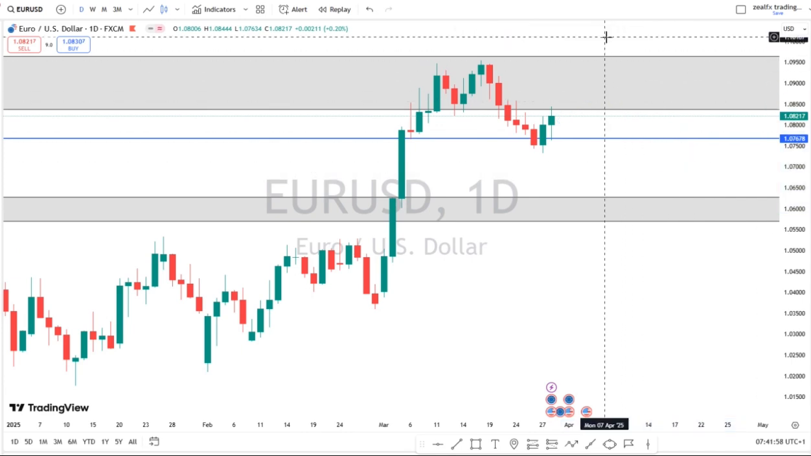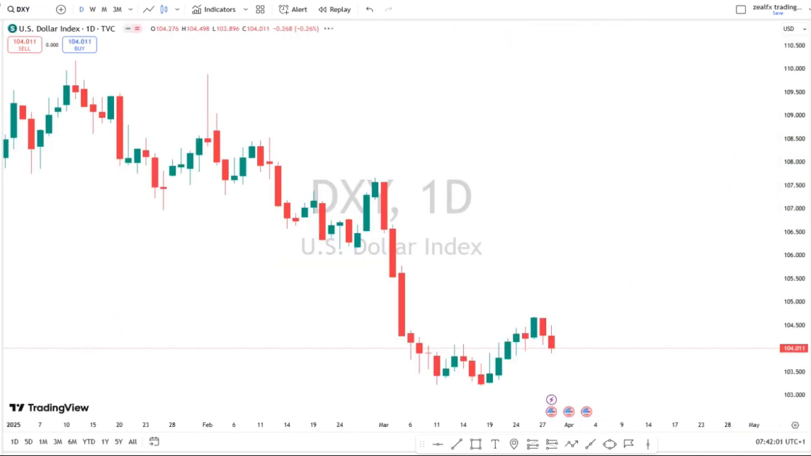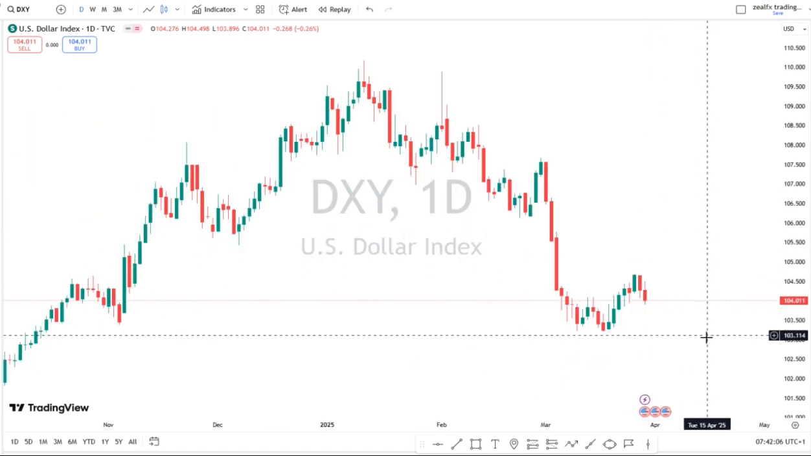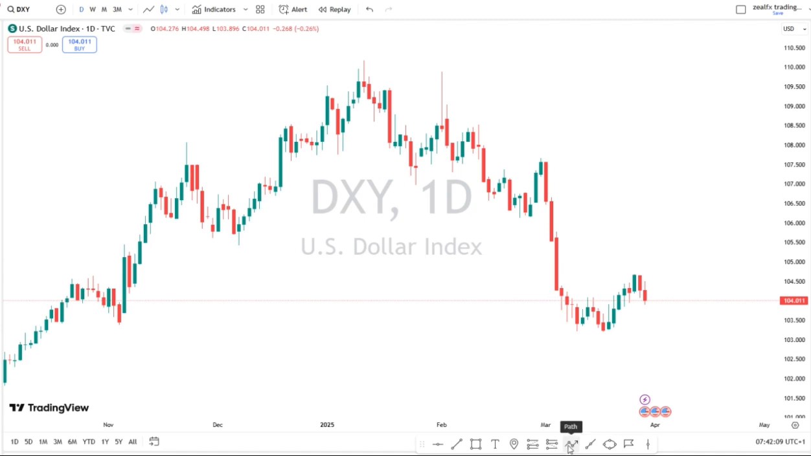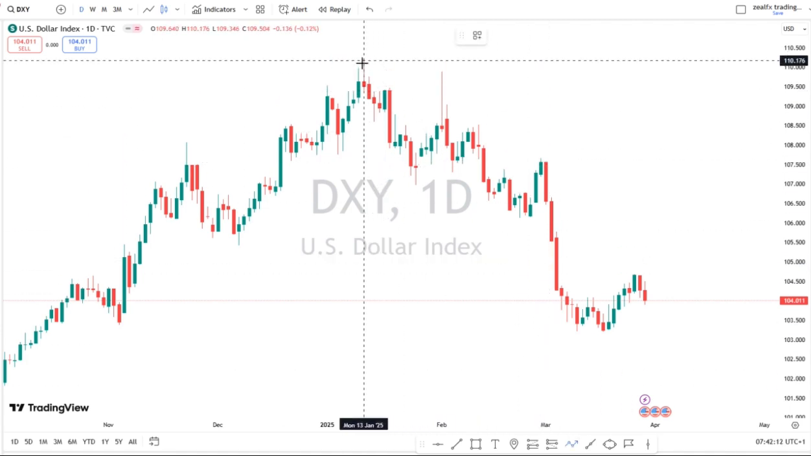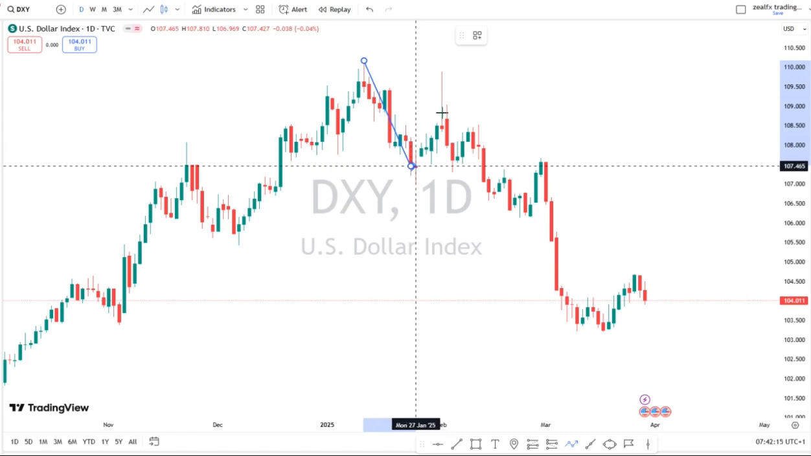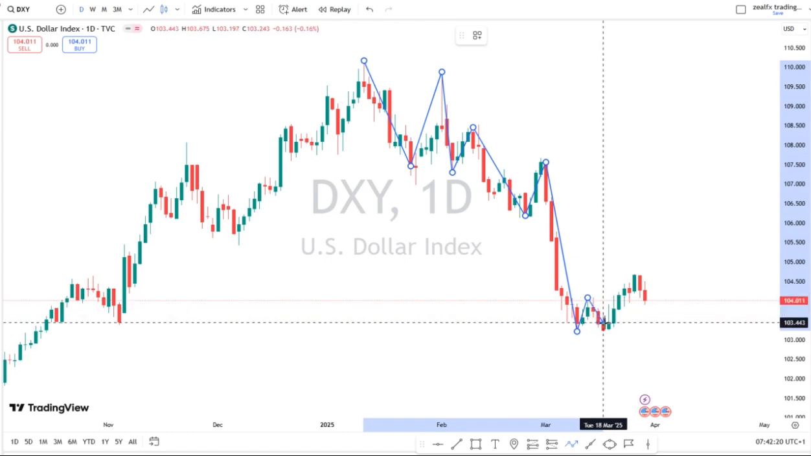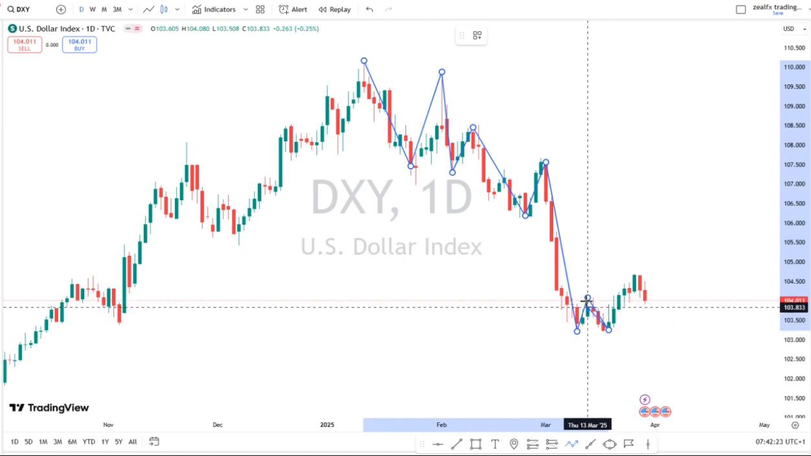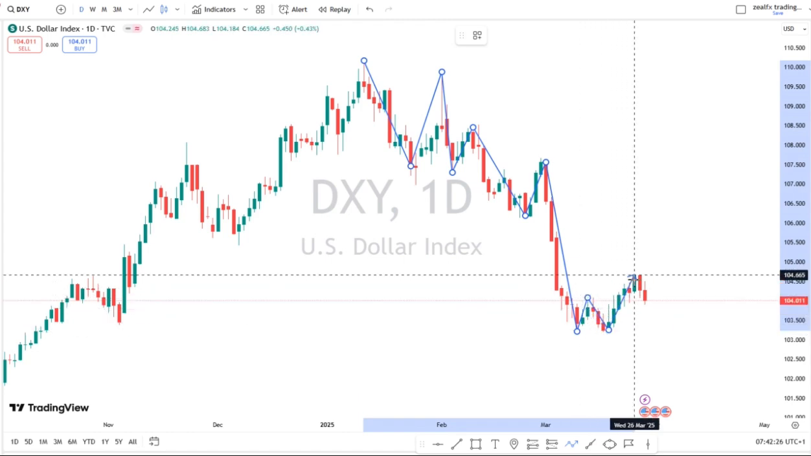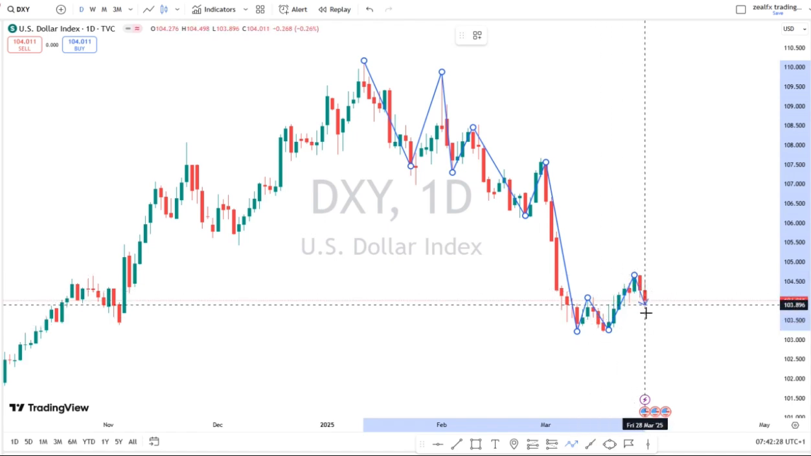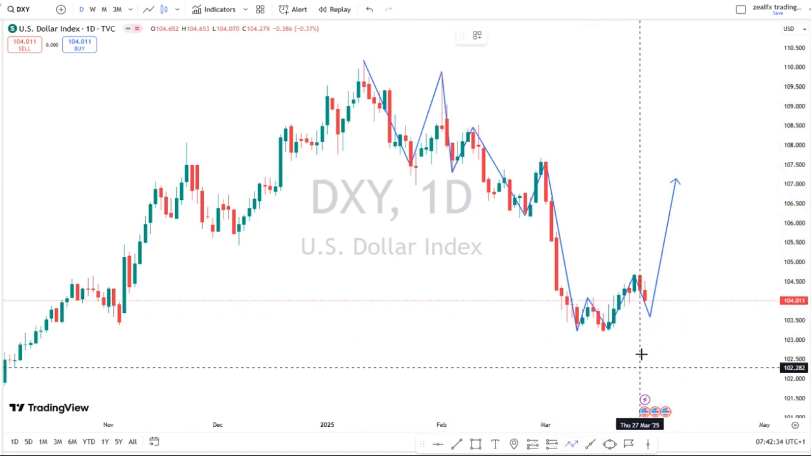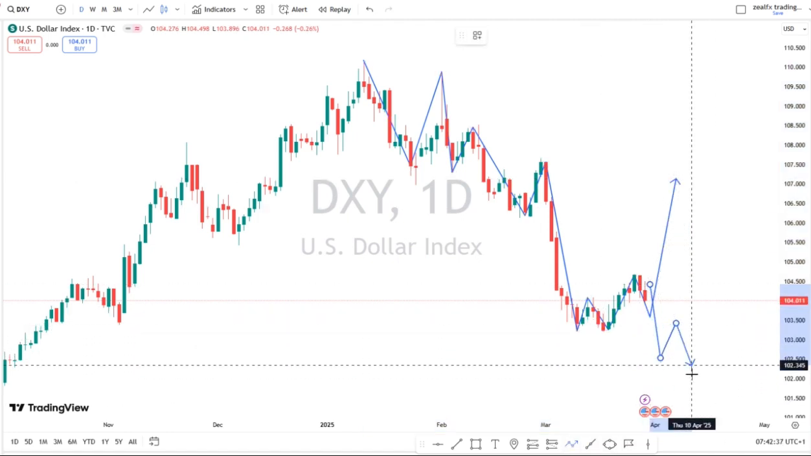So let's look at our next pair, which is the DXY. DXY on the daily chart still has a downtrend structure. On our analysis, we have a higher high, then a series of lower highs, and a lower low here. Price broke this lower high and has already done a retest. We might see a retest, then push higher, or we might see price breaking below this level, then we'll look at further selling opportunities to the downside.